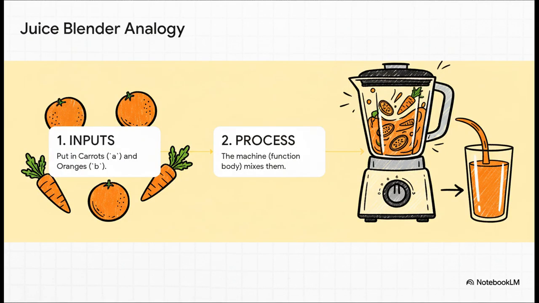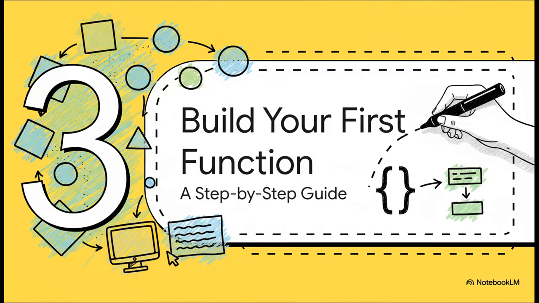You know, to really tie all this together, just think of your function as a juice blender. It's a perfect analogy. The inputs, your parameters, are the ingredients you drop in, like carrots and oranges. The blender's internal mechanics, all the spinning and chopping, well, that's your function's code, the process. And the output? That's the fresh juice that pours out at the end. That's your return value.